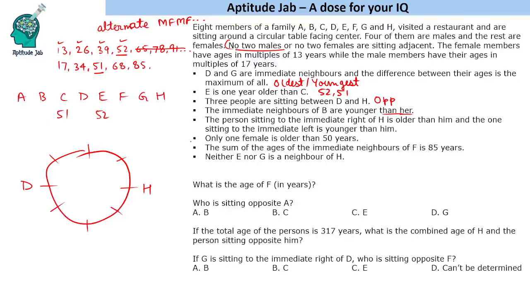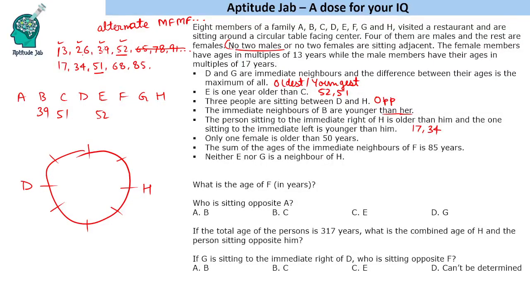Now let us come to this point again that the immediate neighbors of B are younger than her. Now 52 is E. B cannot be 13 because no one is younger than 13. If B is 26, then there is only one person younger than 26. But both the immediate neighbors of B are younger than her. So that means B will be 39. So neighbors will be 17 and 34 years of age.